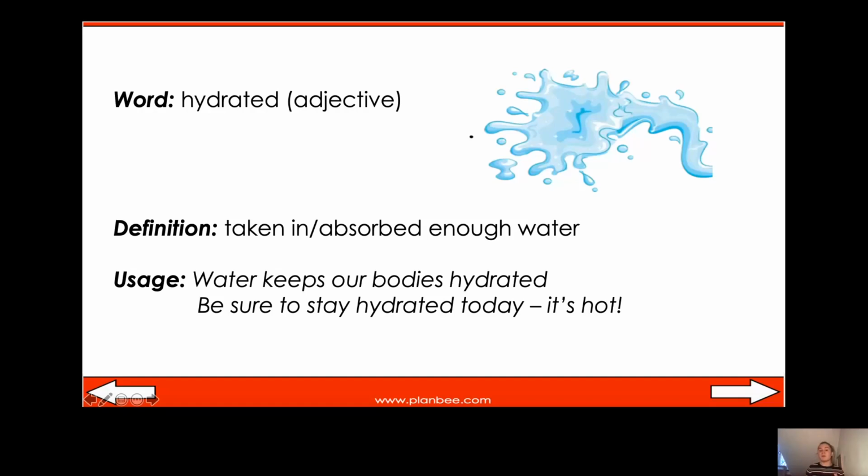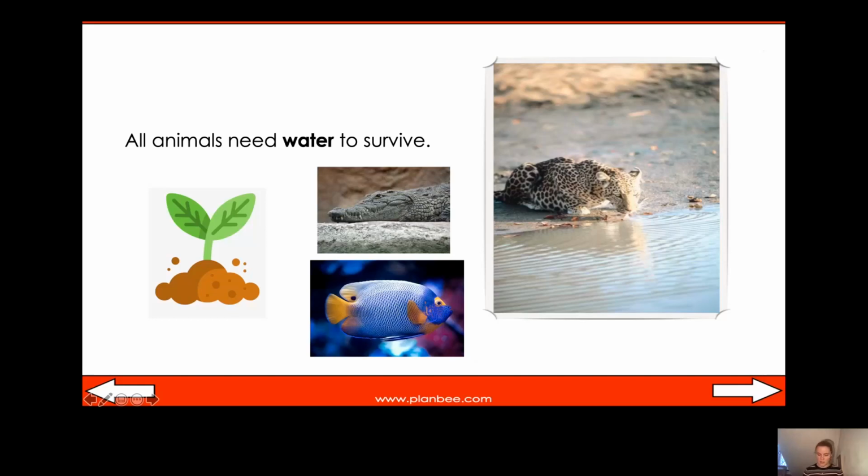So for example, we can say water keeps our bodies hydrated. So when we have lots and lots of water, our bodies are hydrated. But you can also say, be sure to stay hydrated today. It's hot, because when it's hot, we need more water, don't we, to stay hydrated. So when it's a hot day, you need to drink even more water than you normally do in order to keep your body hydrated. Okay, so all animals need water to survive because it keeps them hydrated.